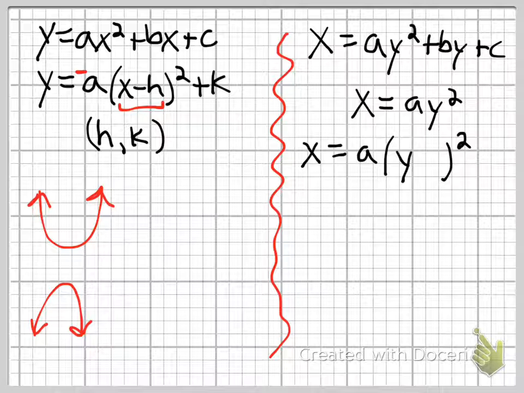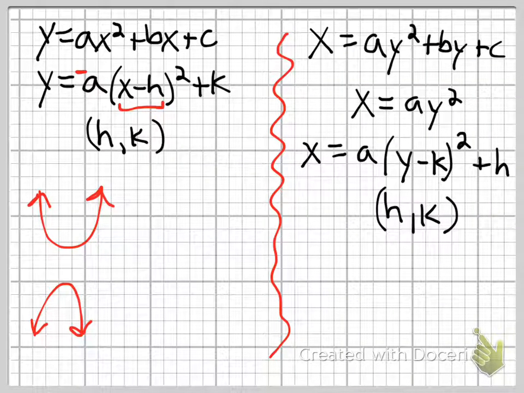If the vertex isn't at (0, 0), you'll likely see it in vertex form, which is x equals a(y minus k) squared plus h. And it still is going to have an h and a k, but it's going to be slightly different. Instead, your minus k is on the inside and your plus h is on the outside. That's the only weird thing. The vertex is still (h, k). The difference is the h is out here. And again, what's outside the parentheses is not opposite.